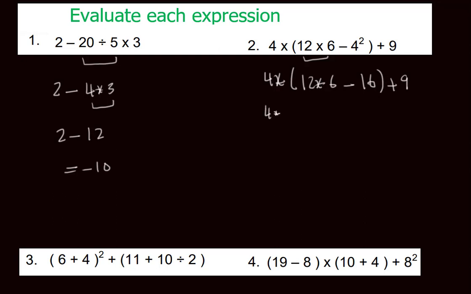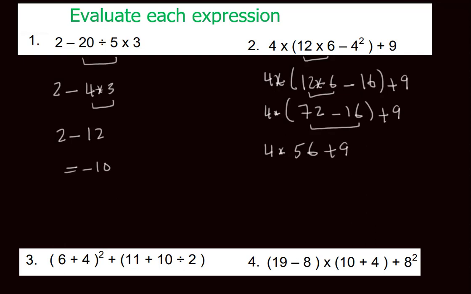We have to do the multiplication before we subtract. 12 times 6 is 72, minus 16, plus 9. Now before we take out the number outside the parentheses of the grouping, we must subtract. So 72 minus 16. So we have 4 times 72 minus 16, which is 56, plus 9.